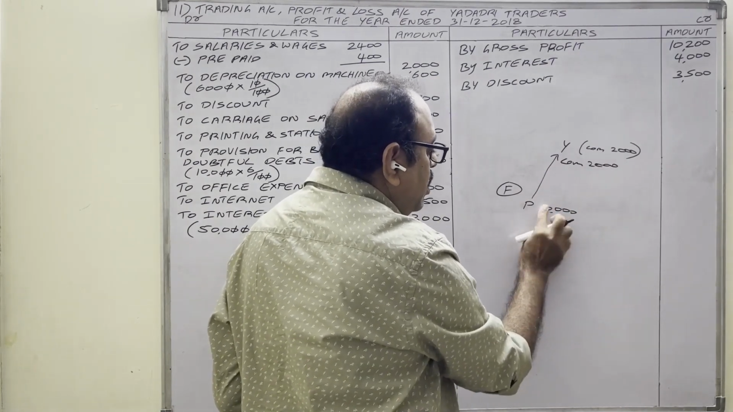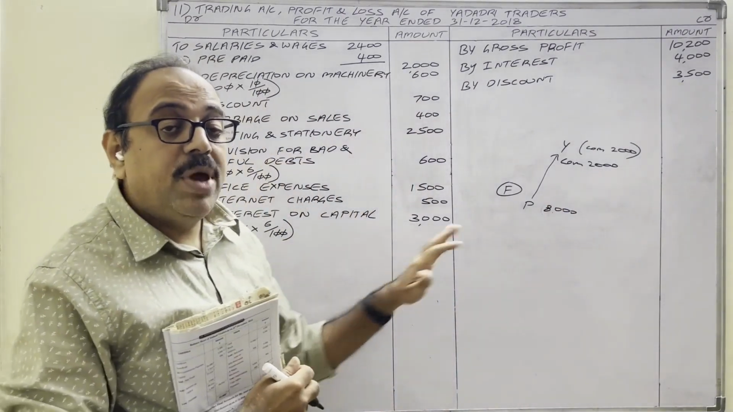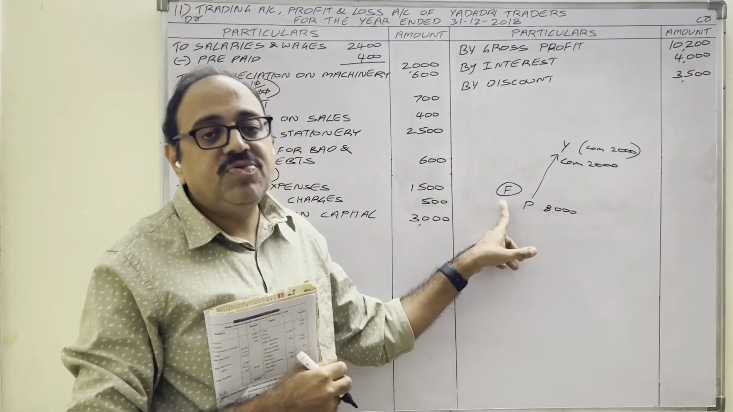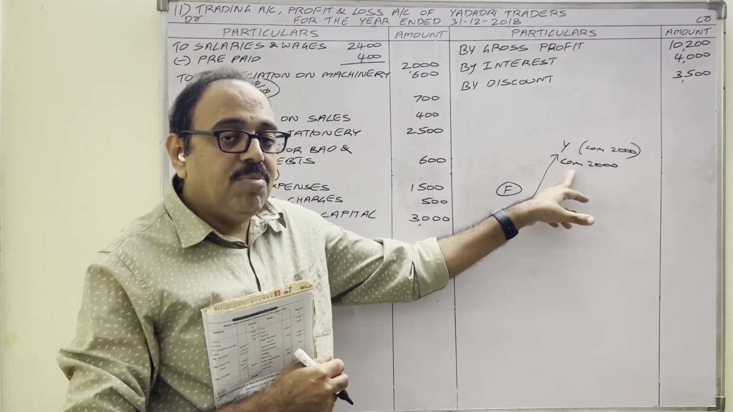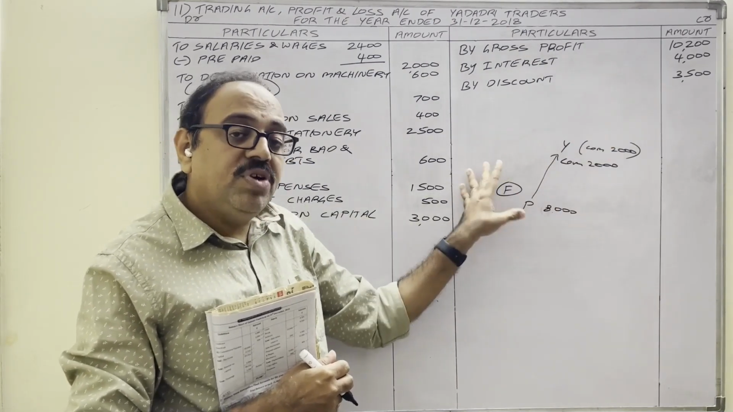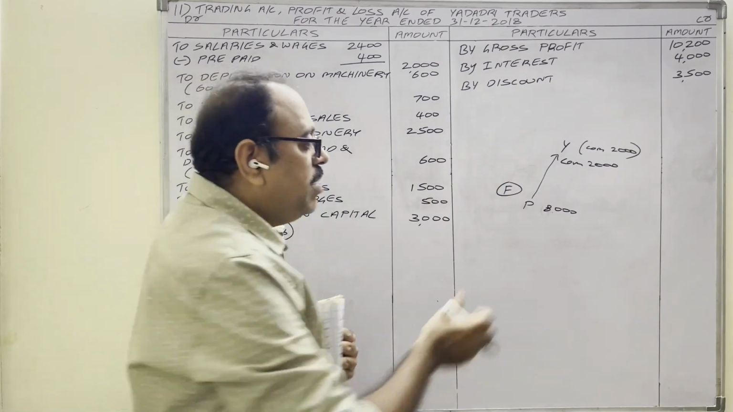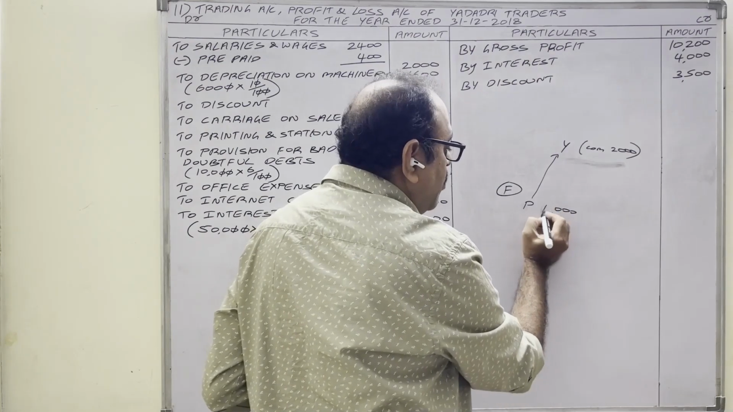Then remaining profit 8,000 rupees. That amount owner may invest to develop the business further. So for his efforts, his commission first he is taking. Then remaining profit he wants to invest in the business. If this commission is not charged like this, then profit 10,000, no?